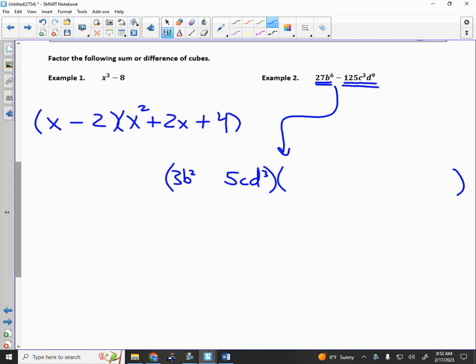I see subtraction. Let's put subtraction. Take this and we square this. What is 3b squared? 3 squared is 9. And b squared times b squared is b to the 4th.